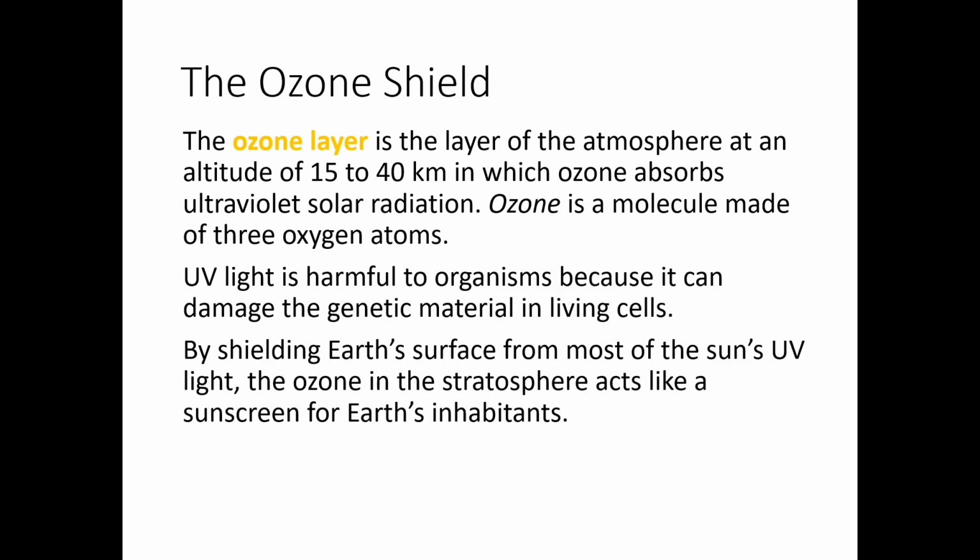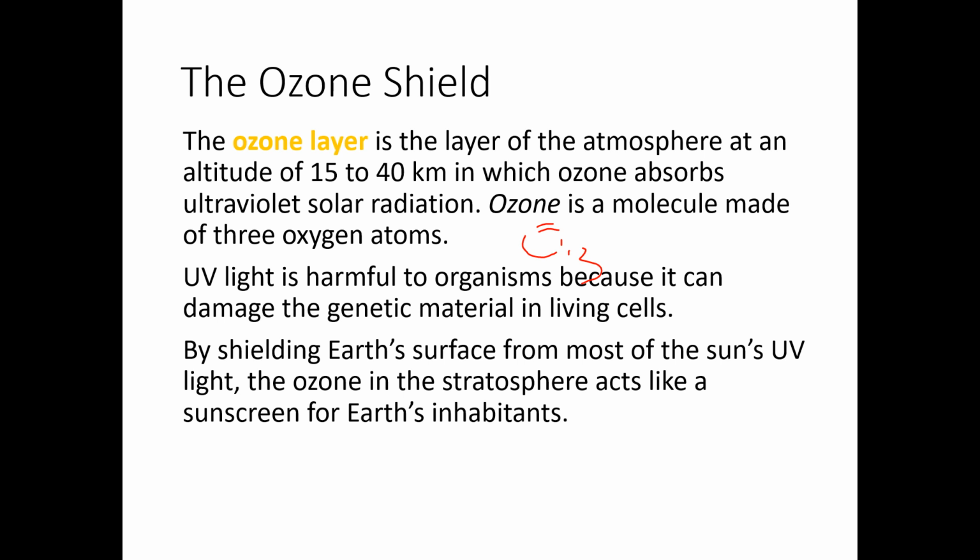The ozone shield. So the ozone layer is a layer of atmosphere that's roughly 15 to 45 kilometers up in our atmosphere, and it's this little layer where you have these ozone molecules. An ozone molecule is 3 oxygen atoms, so O3, bound together, and they absorb the ultraviolet solar radiation. So it acts almost like sunblock for the Earth, is how you can think of it.